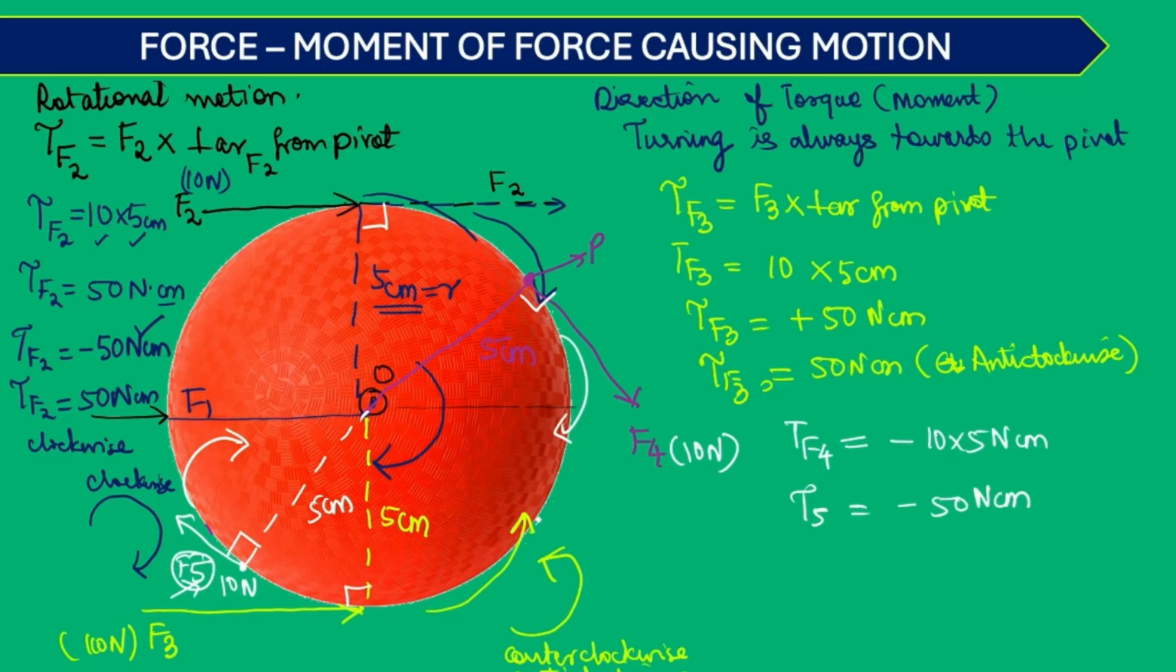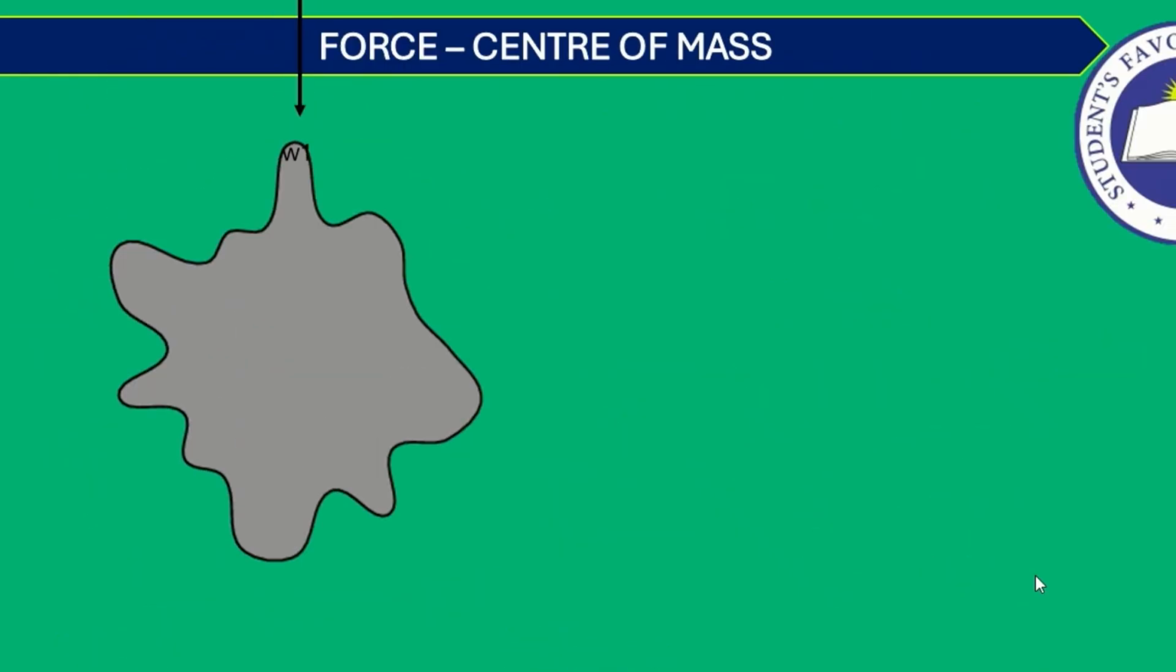What if I have a force like this? Let's say this is F6. What will be the motion due to F6? Motion due to F6 will be towards the pivot. So this is counterclockwise. So torque due to F6 will be, the perpendicular distance from the pivot is the same, that is 5 centimeter. Isn't it? Again, F6 is counterclockwise. So it will be positive 50 Newton centimeter. I hope the concept of torque is now clear.